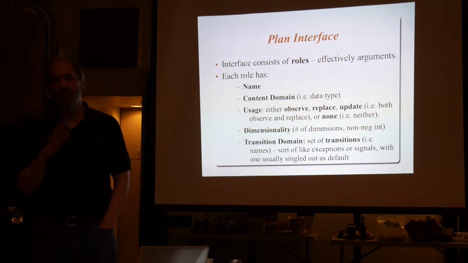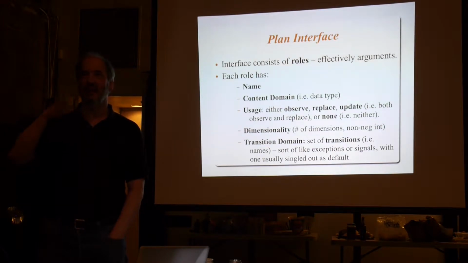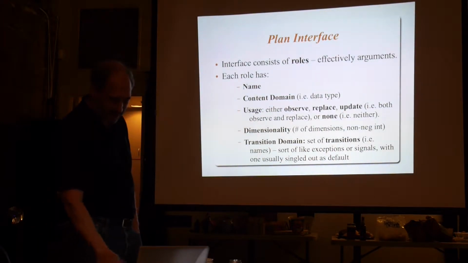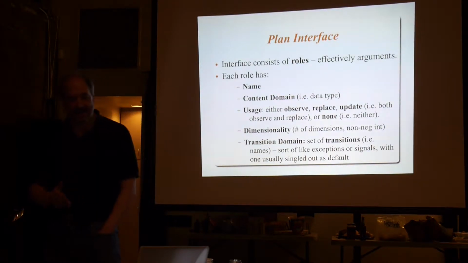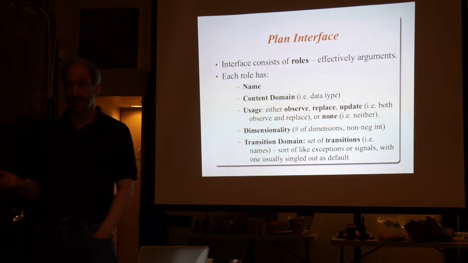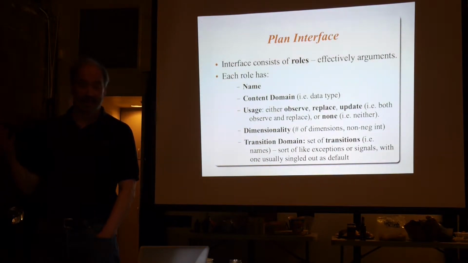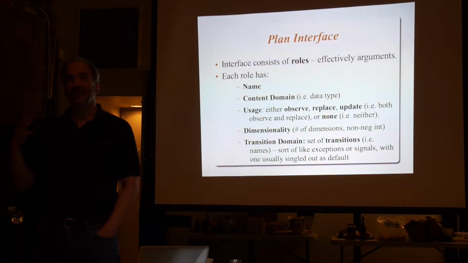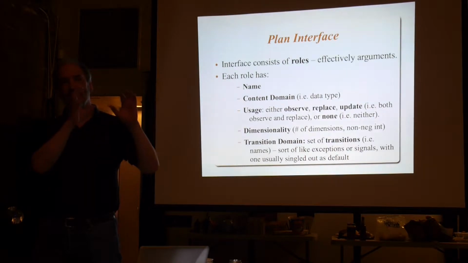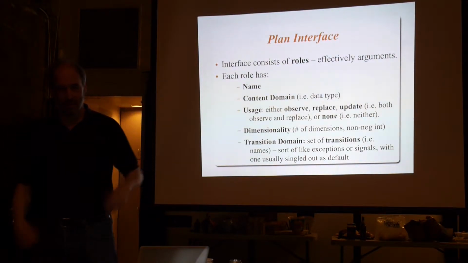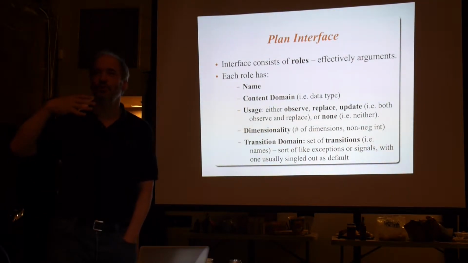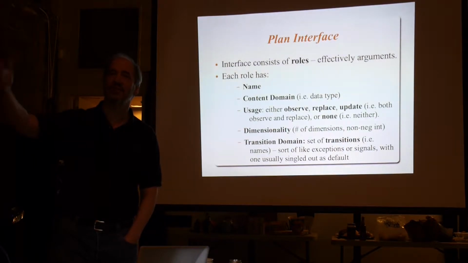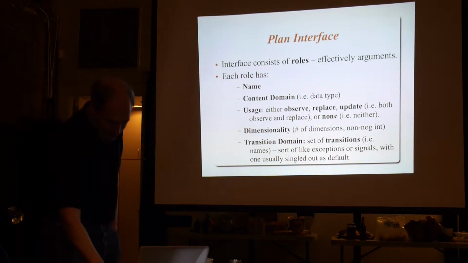As we will see, a role does more than just access data, and we'll get to why we might want none in a minute. In fact, we'll get to it right about now. Another thing that each role has is a transition domain, which is a set of transitions. That's like a set of signals or exceptions or something like that. Basically, every single argument or role to your plan has a set of signals or exceptions that you describe the conditions under which you're returning. So we'll get to that in a second.